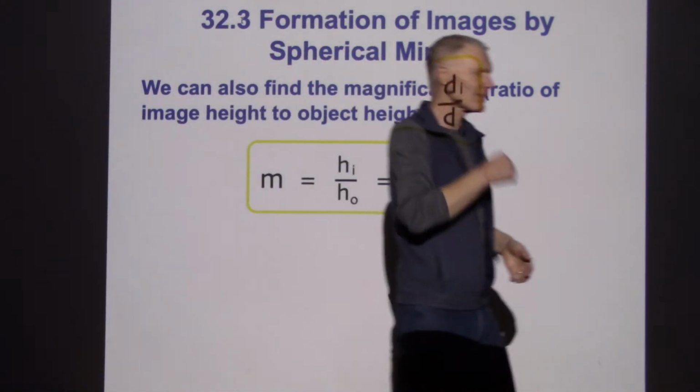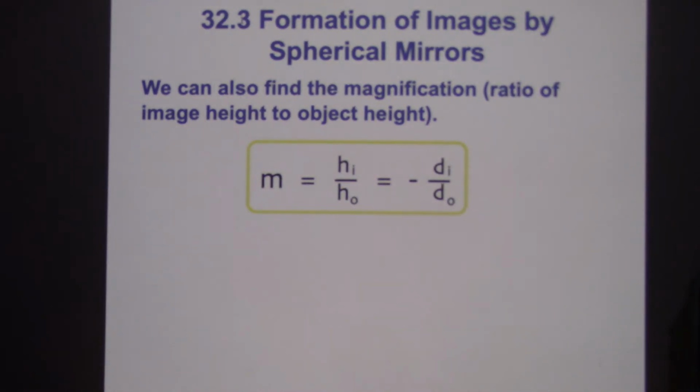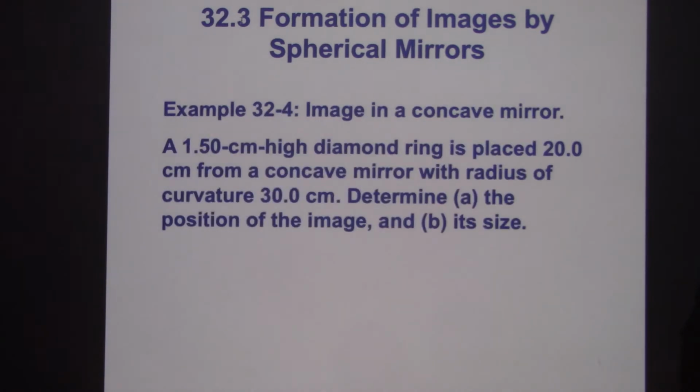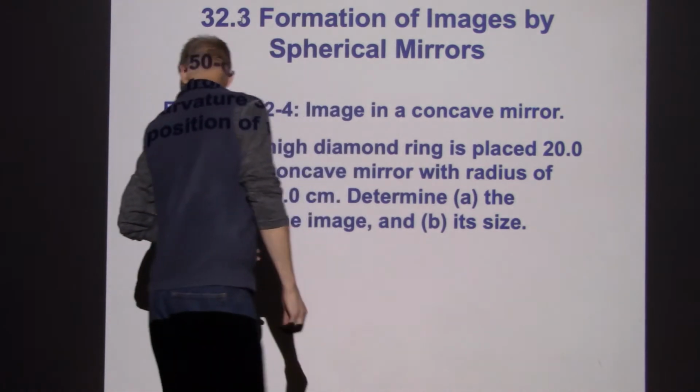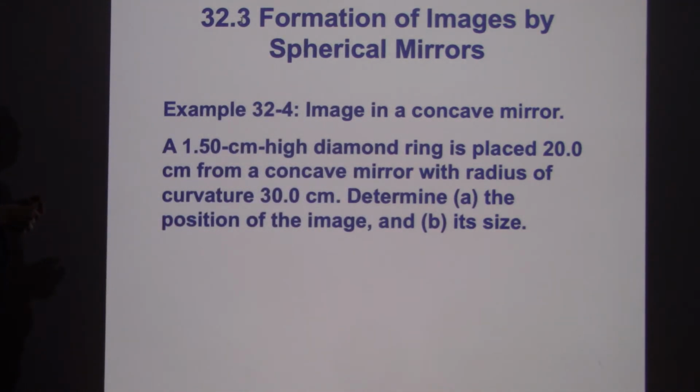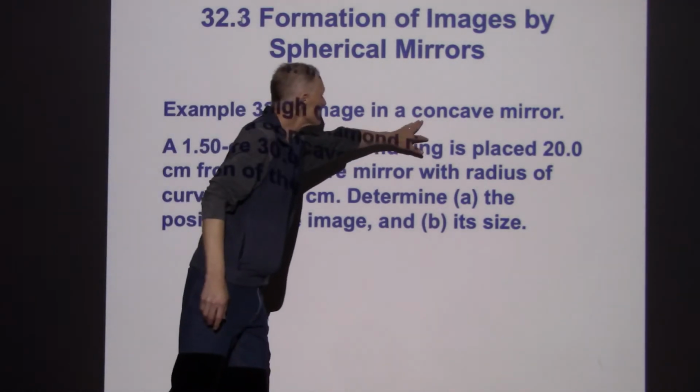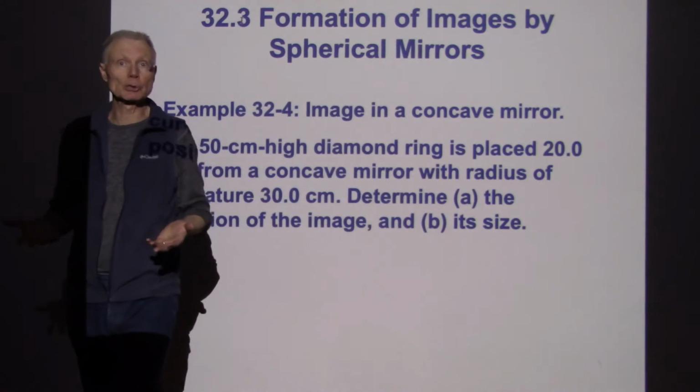And we've got a lot of examples that we'll be looking at. We'll get to some in this lecture, and then in the next hour after this, we'll look some more. Okay, so let's start looking at some of these examples that we've got here. So here is an example. It's an image in a concave mirror. So remember, concave says it's going to be a converging mirror.